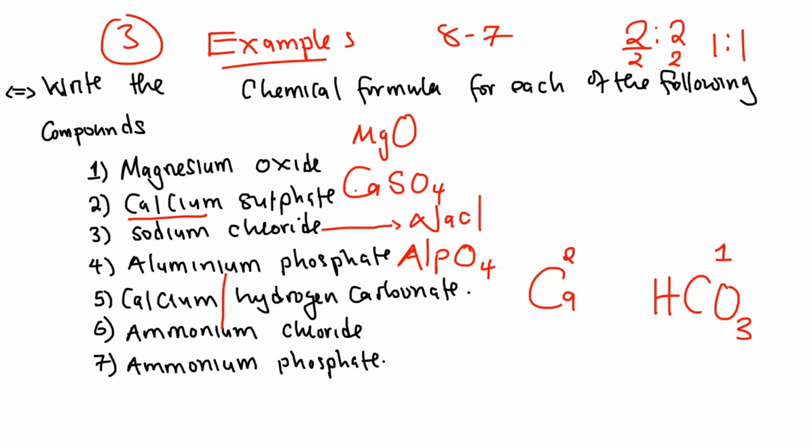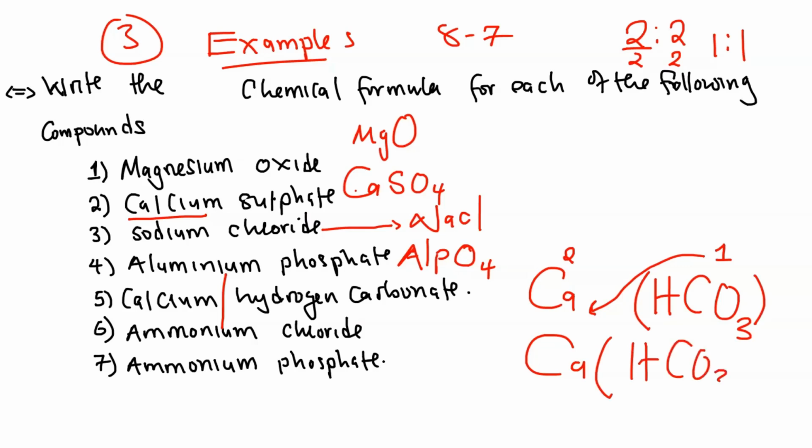So what do you do? If the valences are not the same, we go through the process of swapping. So this 2 will go there, and this 1 will go there. The 1 will change nothing. So this one is going to be calcium. But for these here, we cannot put a 2 there because of this number here. So we put this in brackets before we put a 2. So we put hydrogen carbonate in brackets, then we add the 2. So this is calcium hydrogen carbonate.